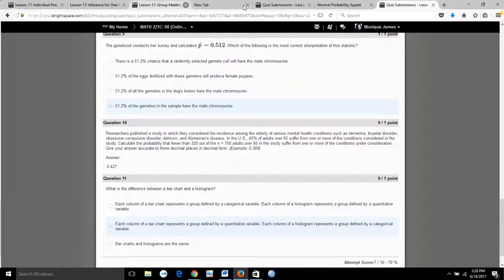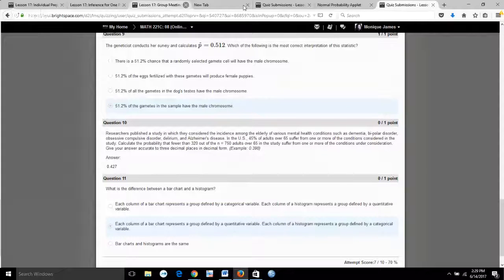Okay. So read it to me again. They're going to do this testing for people in the United States. 45% of adults over 65 suffer from one or more of the conditions considered in this study.